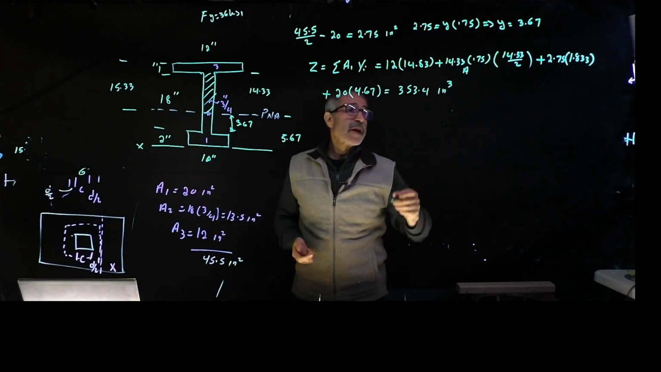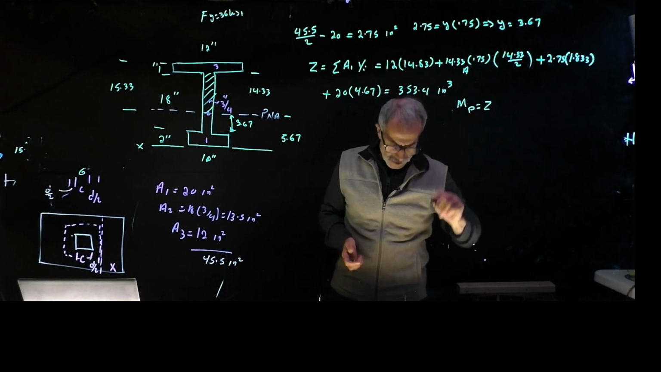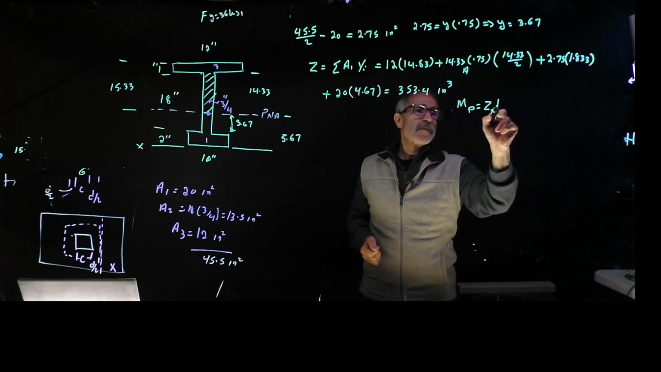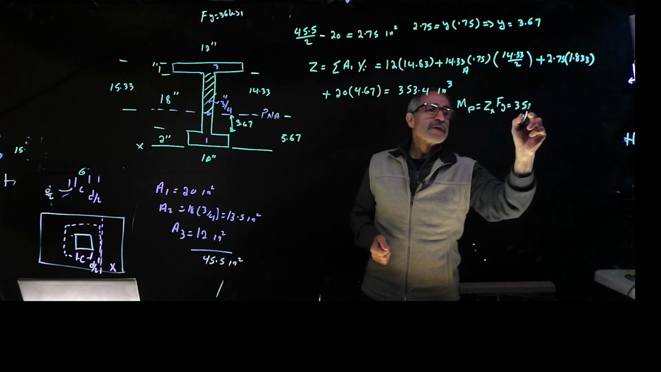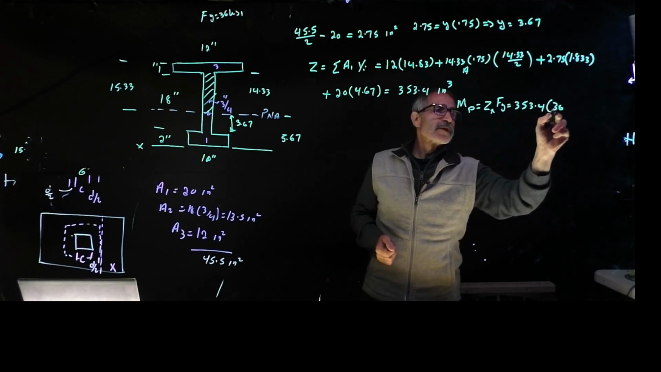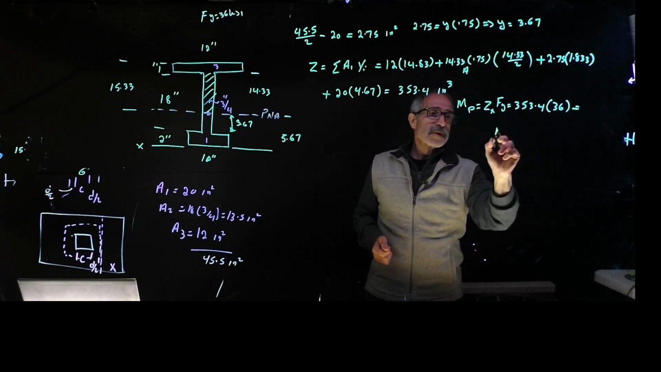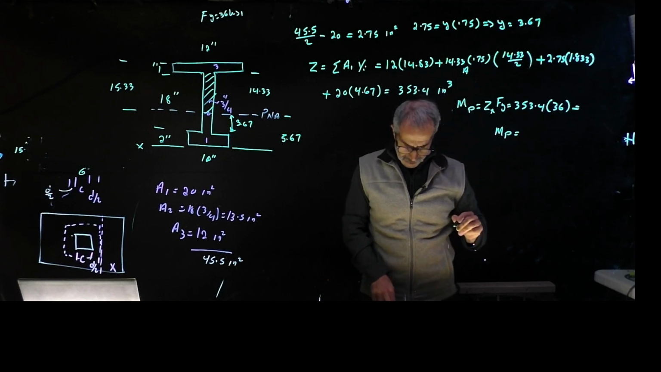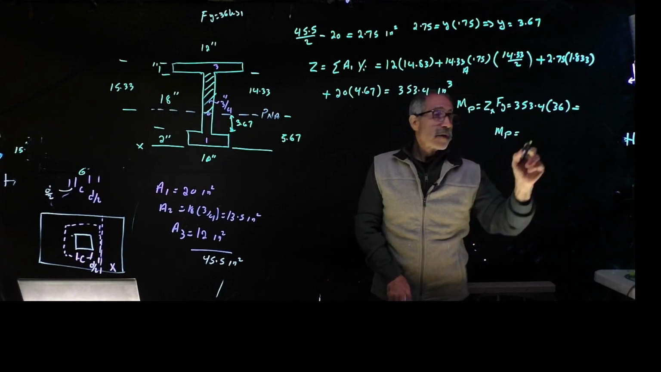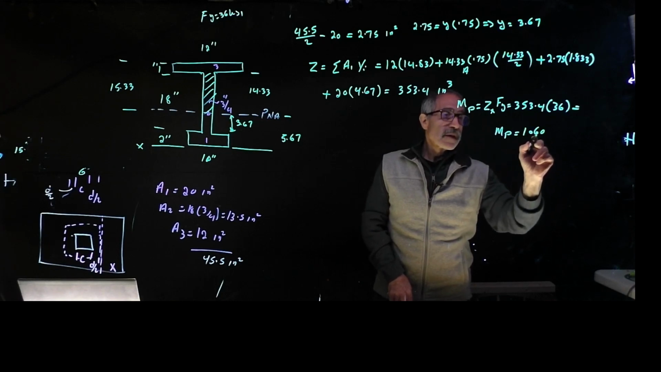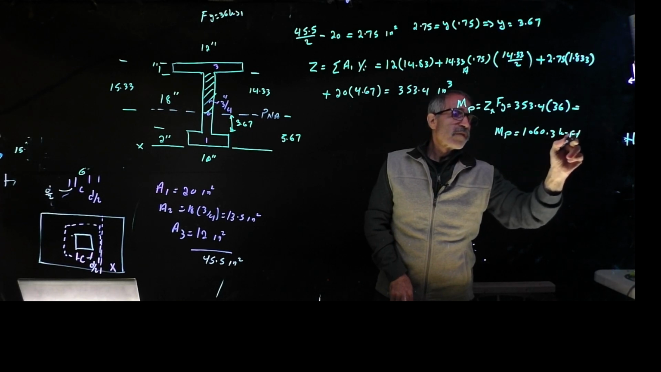Again, look at your steel handbook. Your plastic moment capacity is equal to Z times Fy, Zx times Fy, which is equal to 353.4 times 36. And that will give us basically Mp is equal to 1060.3 kip-foot, and there's your answer.